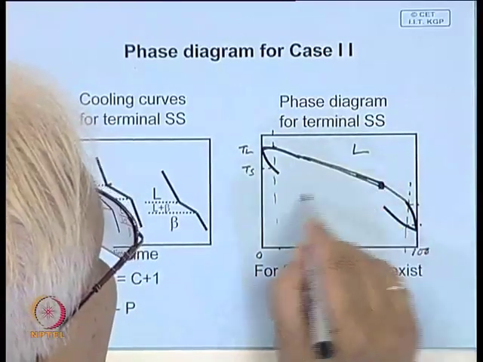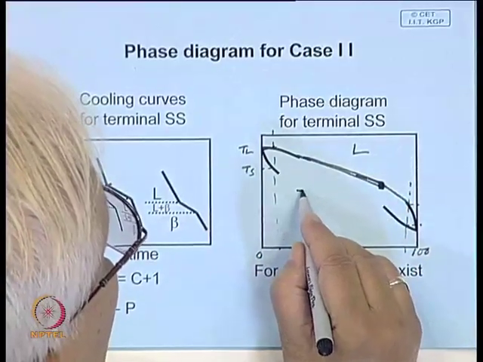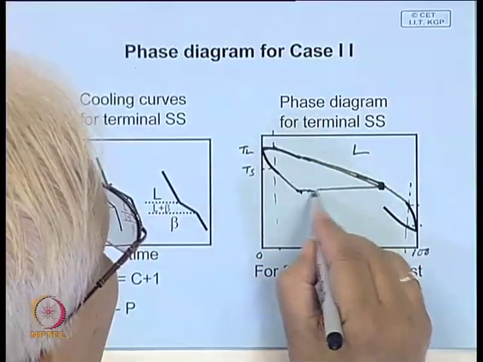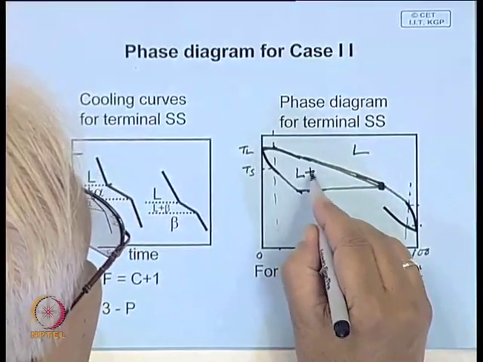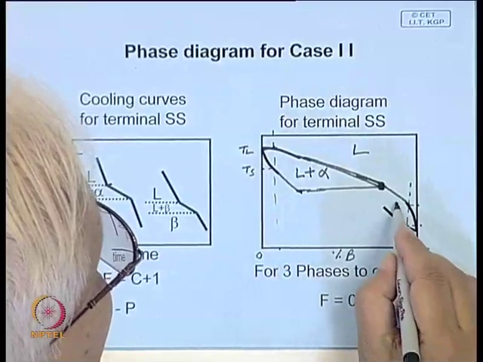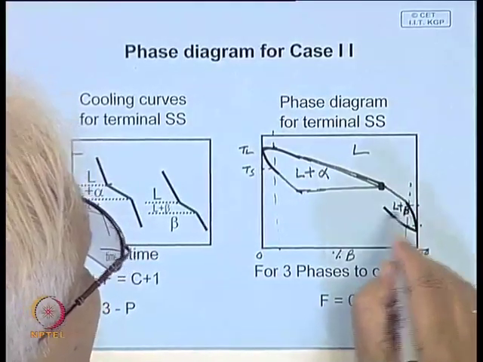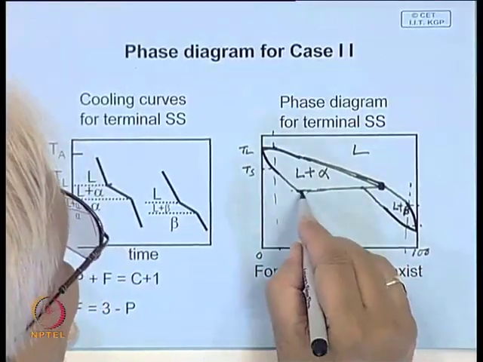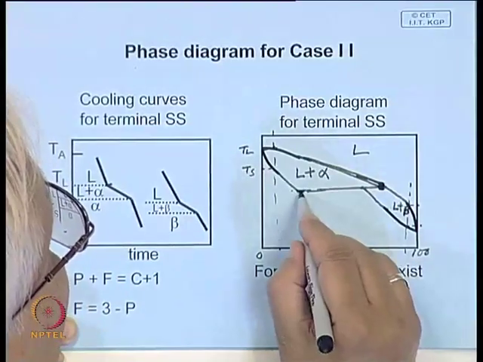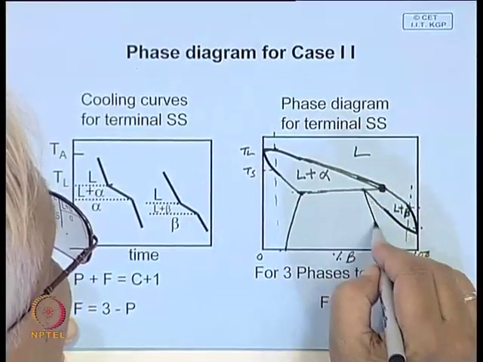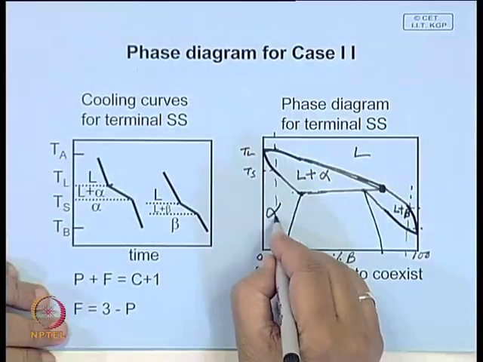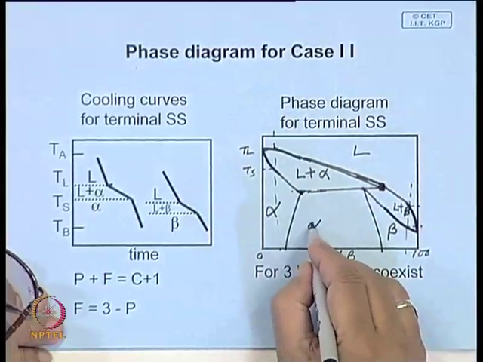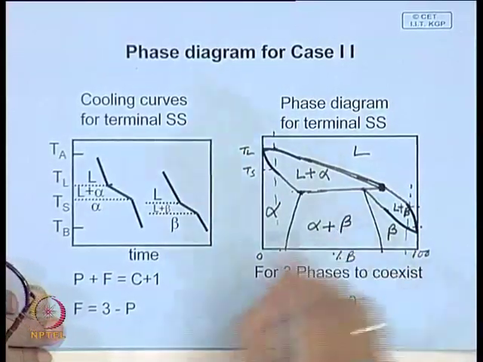you will get a condition something like this. Here you have liquid plus alpha, here you have liquid plus beta. So, there will be some temperature in between where three phases will coexist, and your phase diagram may look like this. So, this part is alpha, this is beta, this portion is liquid, here you have alpha, here you have beta.